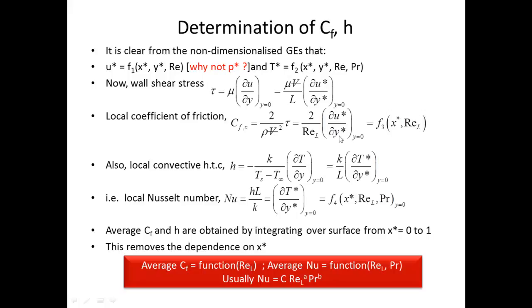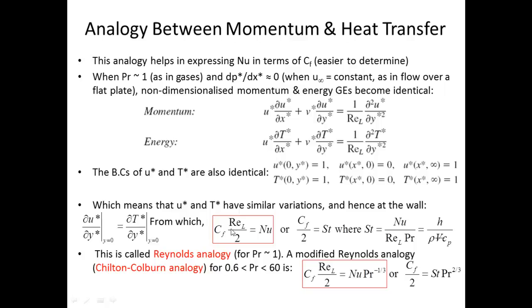But dou u star by dou y star is Cf into Reynolds by 2 according to this expression, and dou t star by dou y star is the Nusselt number. Making use of that, we can state that subject to these assumptions, Cf into Reynolds by 2 is equal to the Nusselt number. This is what we call as the Reynolds analogy, which is a means of expressing the Nusselt number in terms of the friction factor and the Reynolds number.